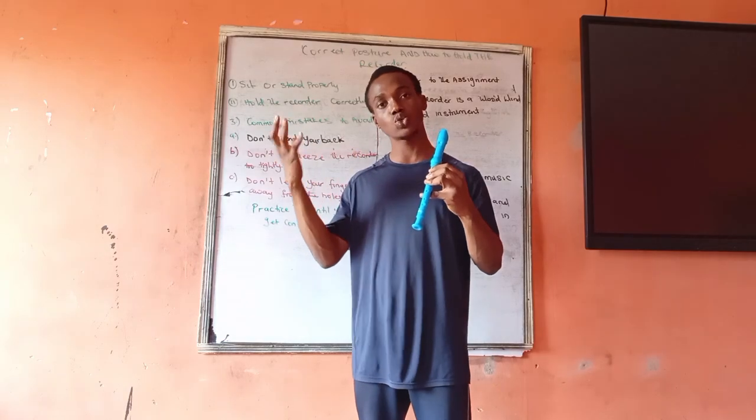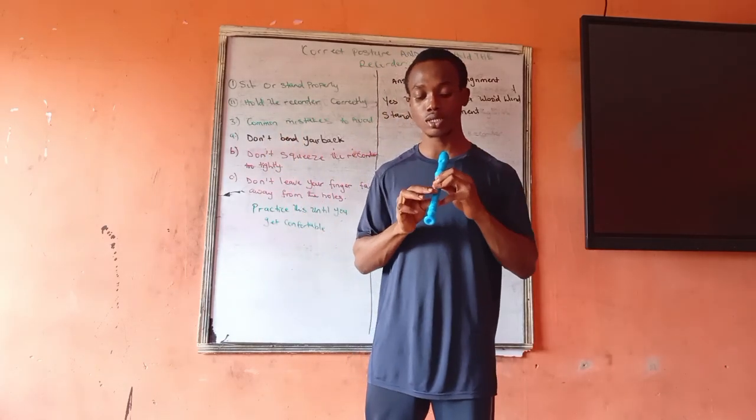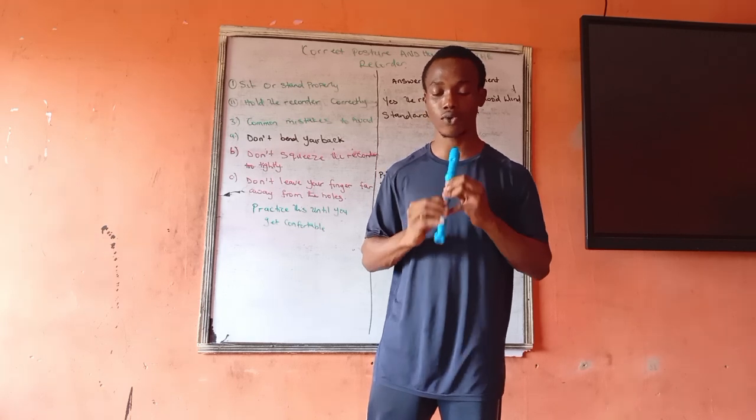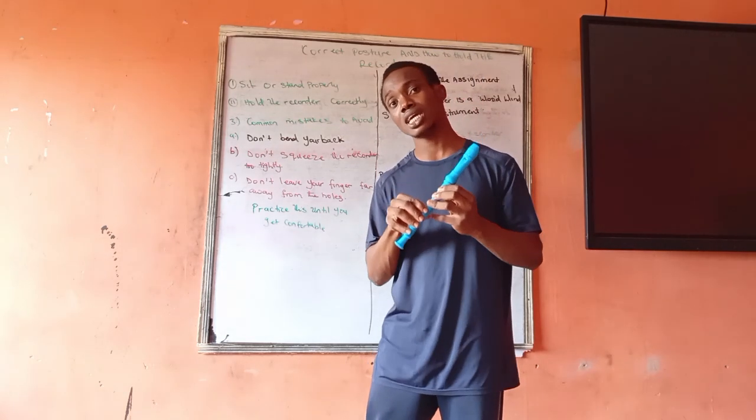Then after that, you are going to go with your right hand and cover the remaining 4 holes this way. 1, 2, 3, and 4. This is the perfect way of holding the recorder for right-handed individuals.